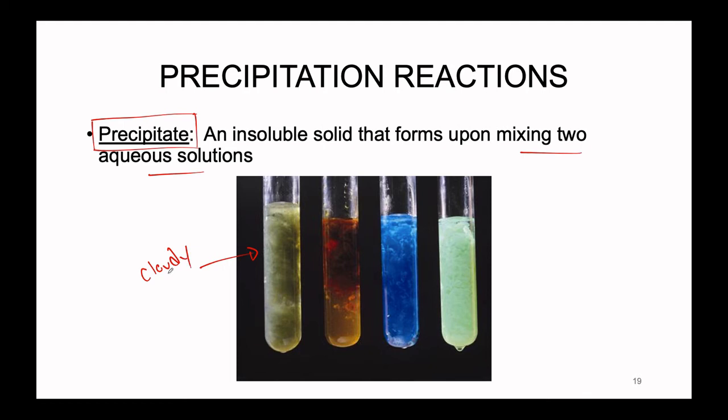Cloudy observations in test tubes are always a sign of a solid forming, aka a precipitate is forming. So if you mix 2 solutions together that previously were clear, they might have had some color to them, afterwards you see a cloudy solution forming, this means that you have created some type of insoluble precipitate, regardless of what the color of that solid might be.